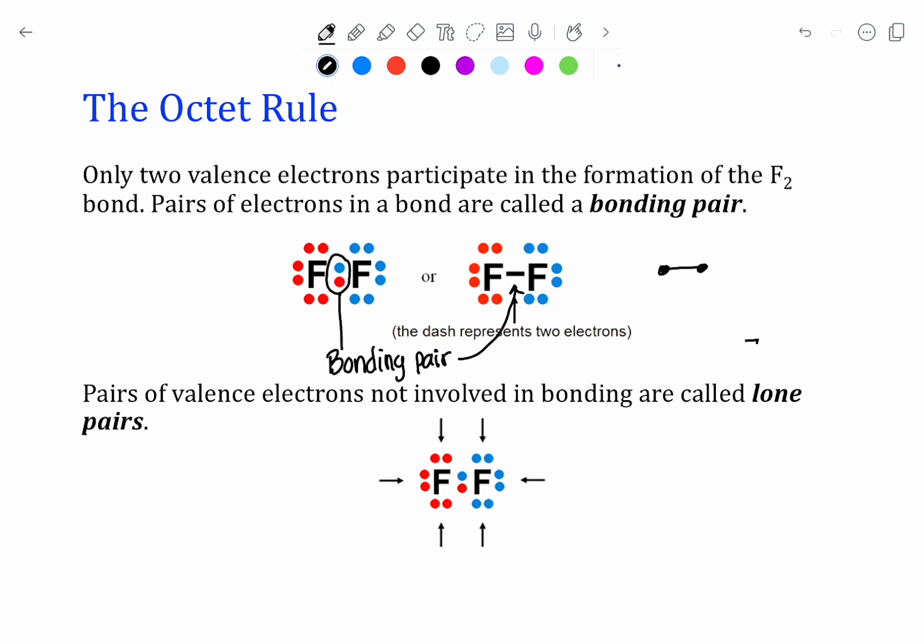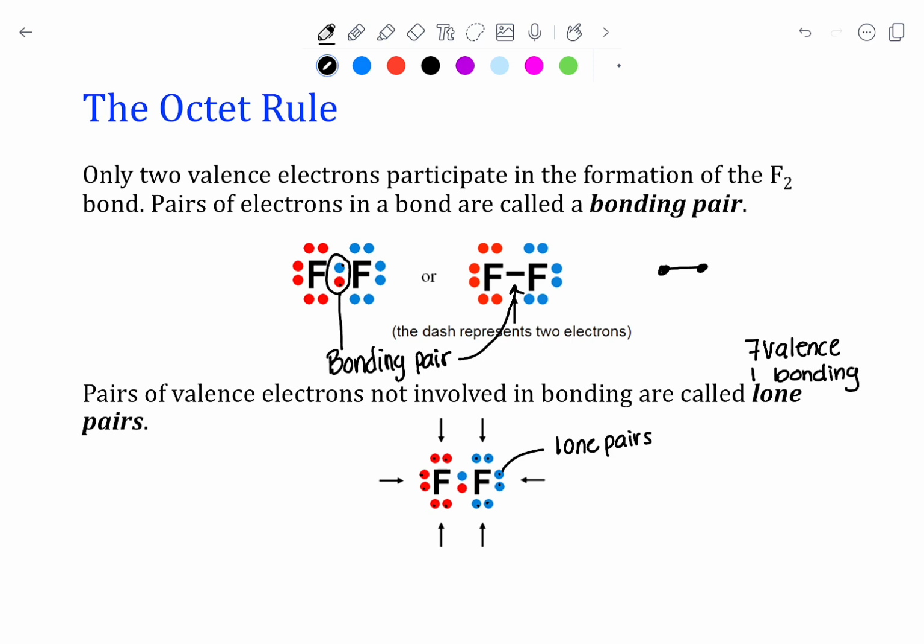Fluorine had 7 valence electrons, but only one of them was a bonding electron, right? Only one electron came from each fluorine to form the bond. Therefore, the other 6 valence electrons were not a part of the bond formed. So we call those lone pairs. So the little dots of electrons on the outside of each of these fluorines, okay, since they're paired up, those are our lone pairs.